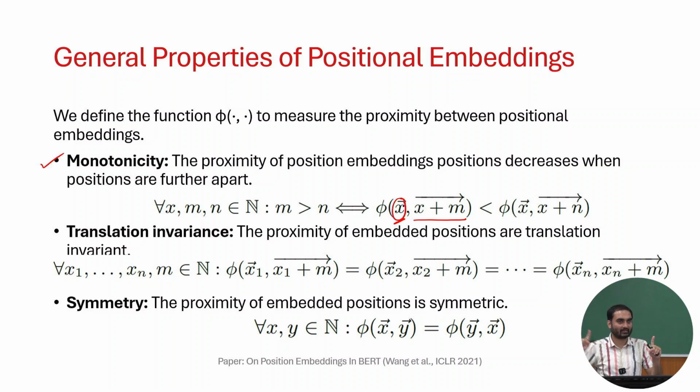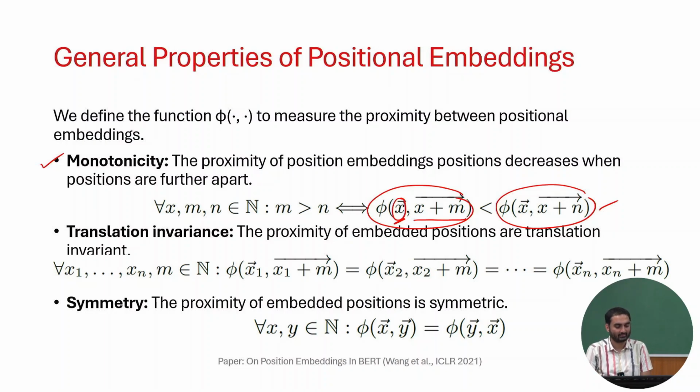If m is greater than n, meaning n comes earlier, so x plus n, x plus m, the proximity between x and x plus n should be higher, the difference should be lower. If two words are close by, they are near, their proximity should be higher. So this proximity will be higher than this one. Proximities can be captured using similarity or any other metric.